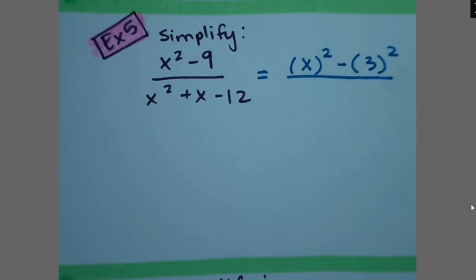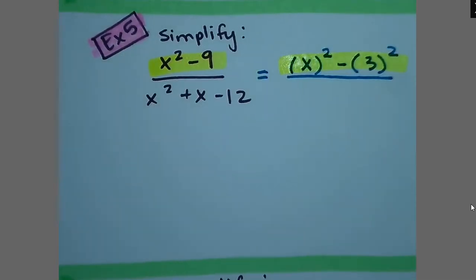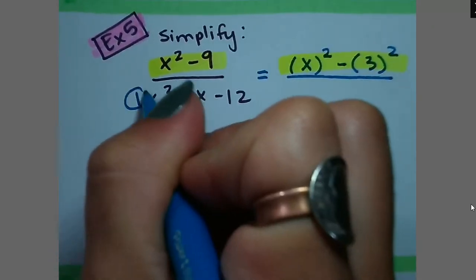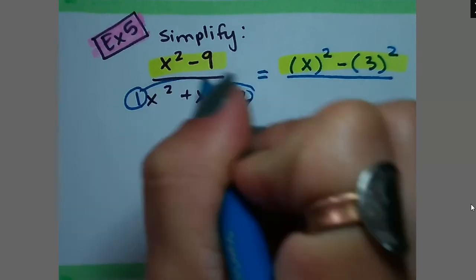So we're starting to factor the top. We haven't factored it completely yet. And now we're going to factor the bottom. Okay, so on the bottom, there's a 1 in front of the x squared. That means that this is going to be easy.